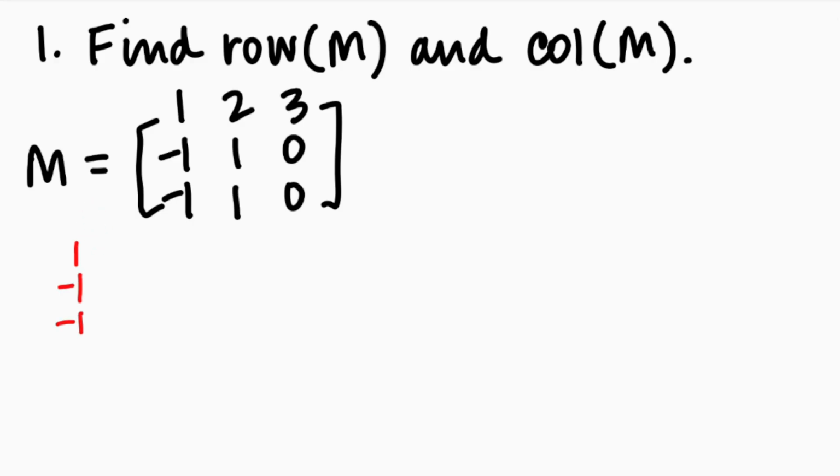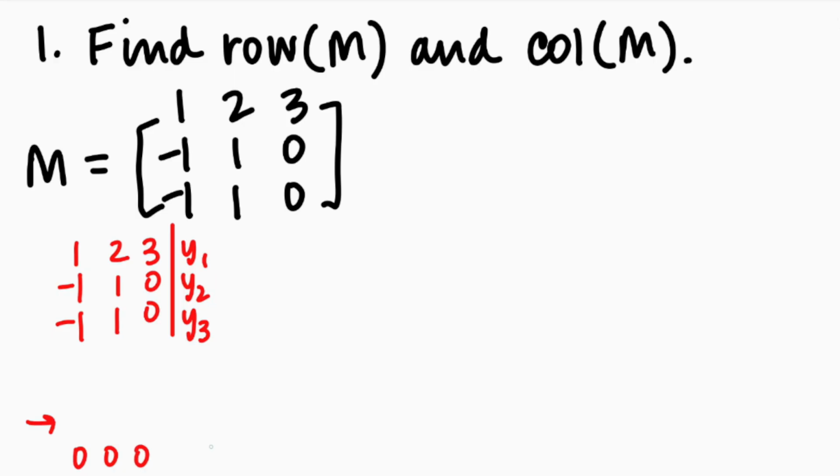1, -1, -1, 2, 1, 1, 3, 0, 0. Augment that with y1, y2, and y3. All right, now I can already see that y2 and y3 need to be equal. I can just maybe subtract to kill off that bottom row. 0, 0, 0.